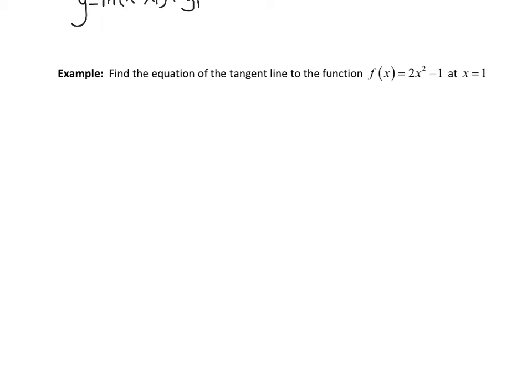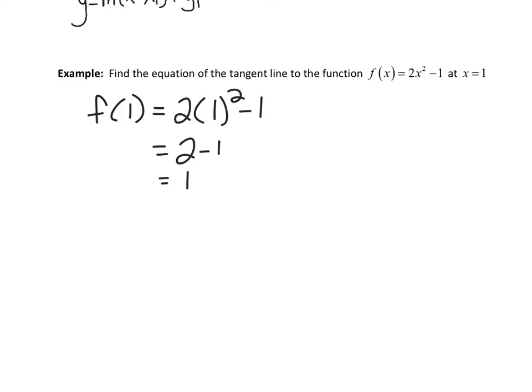The point is the easy part, so if I want to find the point, I just need to plug in 1 into f. So f of 1 is 2 times 1 squared, subtract 1, so 2 times 1, 2 minus 1, which equals 1. So the point that we have is (1, 1).